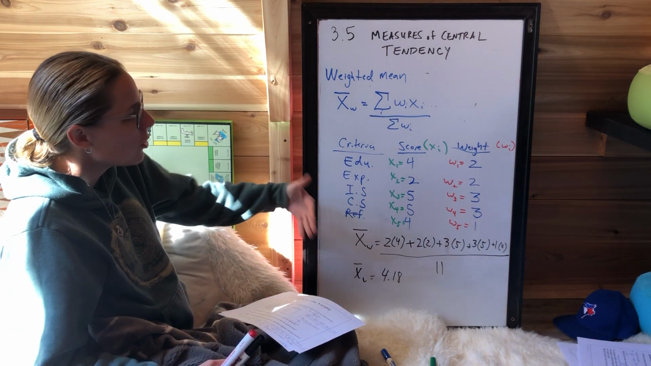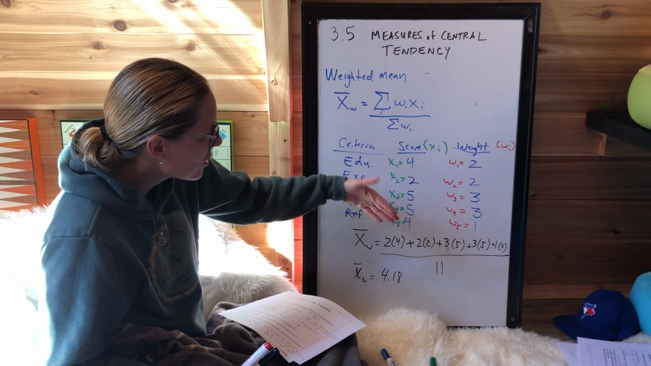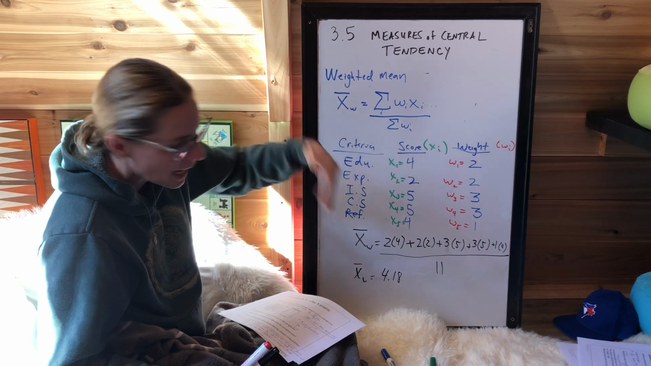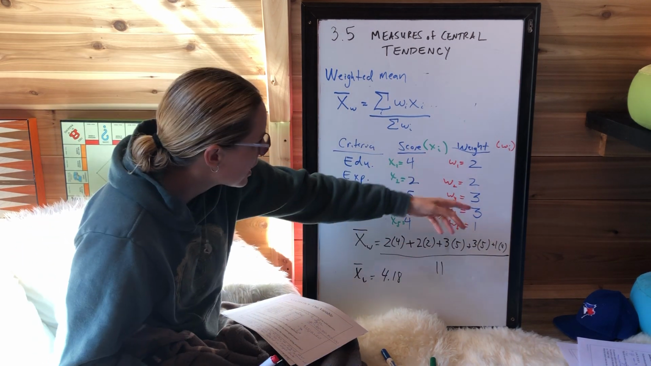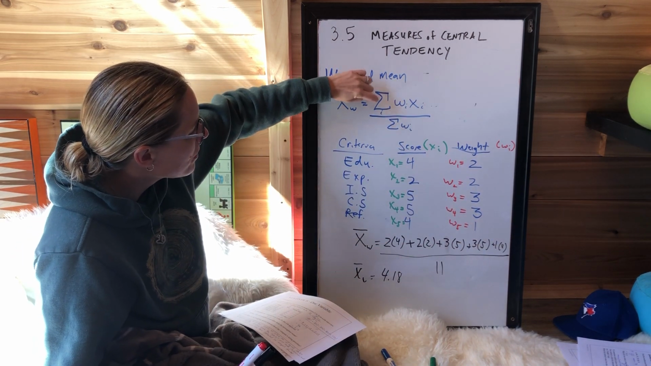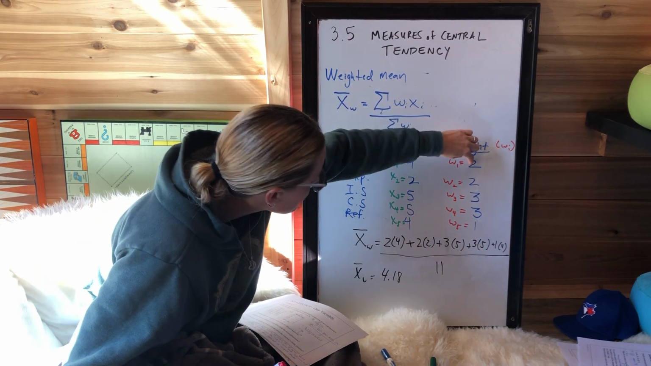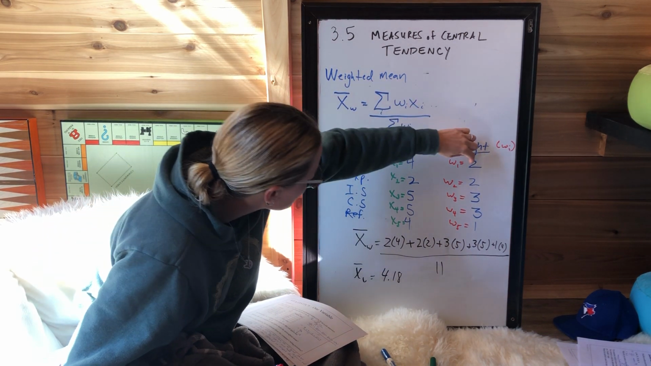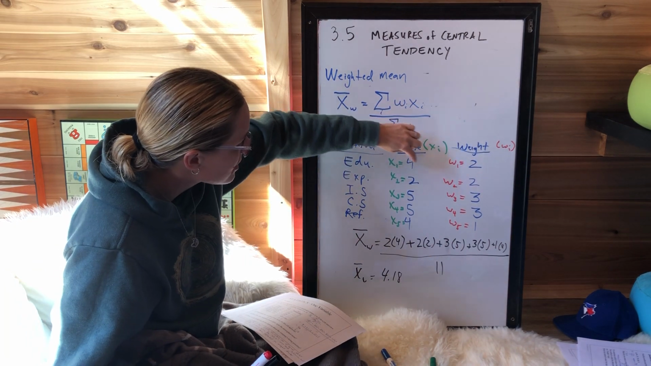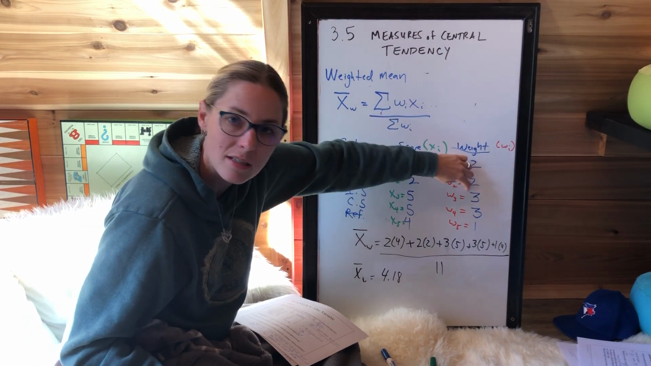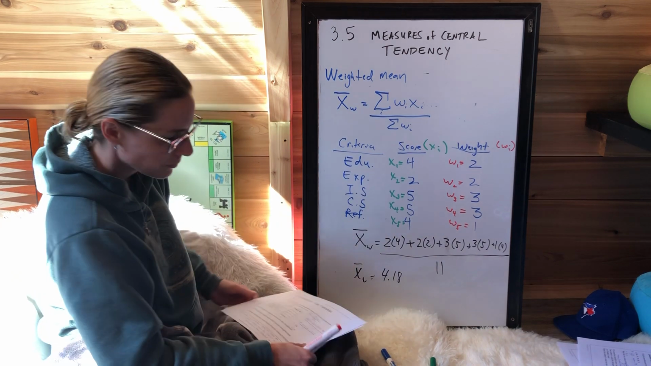Okay, so this is called a weighted mean. It's just saying it's not as easy as just adding them all up and dividing. It's only one extra step. But again, don't be scared of this sigma symbol. It's saying the sum of your weights multiplied by your X value. So you just do the multiplication, W times X, add it to W times X, add it to W times X, add it to W times X.